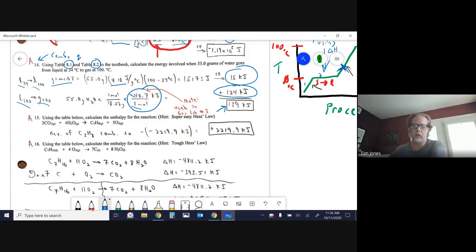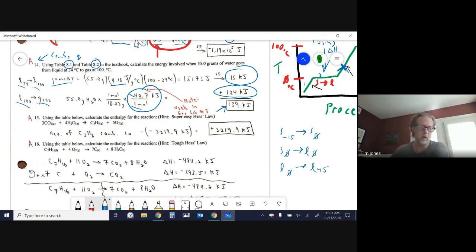Now, some people will say, oh, well, let's say I have a temperature change that I have to go for. Let's say I have a solid at negative 15, and I have to take that to a solid at 0. And then let's say I take my solid at 0 and I convert it to a liquid at 0. And then let's say I have my liquid at 0 and I go to a liquid at 45 degrees.